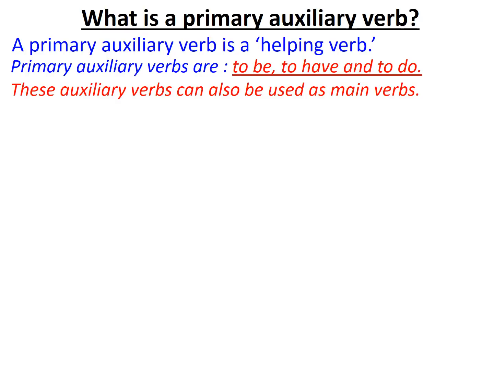They have a special superpower, because they can be used as main verbs, whereas usual auxiliary verbs have to be used alongside another main verb to make sense. These 3 special verbs, to be, to have and to do, can run on their own as if they are main verbs. A little bit complicated, right?